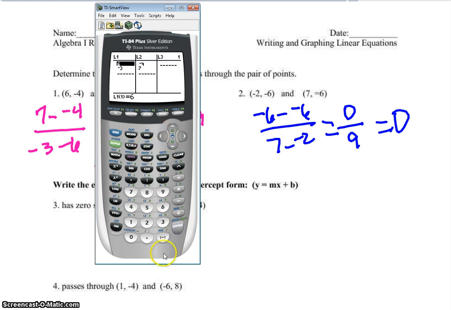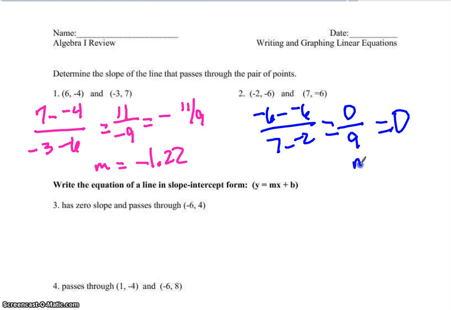Your x values are -2 and 7. Your y values are -6 and -6. So then you would go Stat, Calc, 4, Enter, or go find Calculate and then Enter, and sure enough, A is 0, so my slope is 0. I will take it either way because obviously you get the same answer.